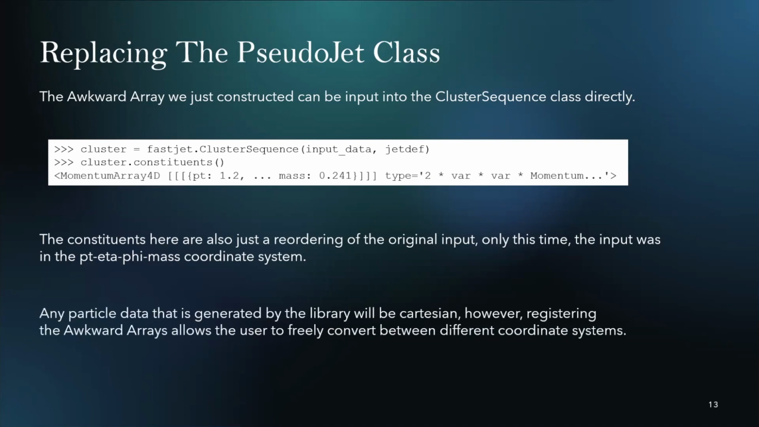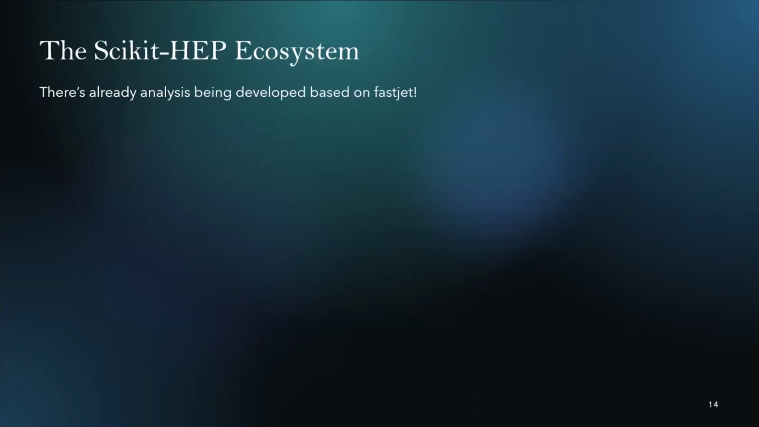Also, any particle data that is generated by the library will be in the Cartesian coordinate system. However, if you register your awkward arrays, you can freely convert between different coordinate systems. It's not really a big problem.